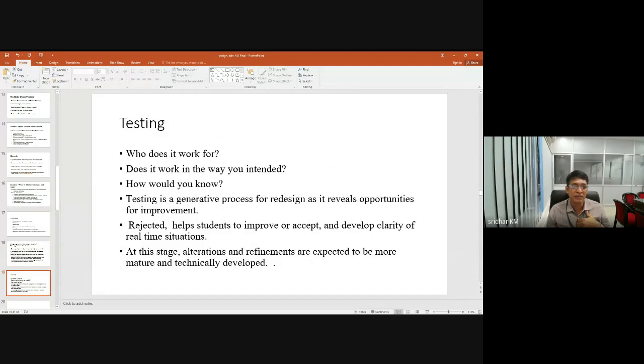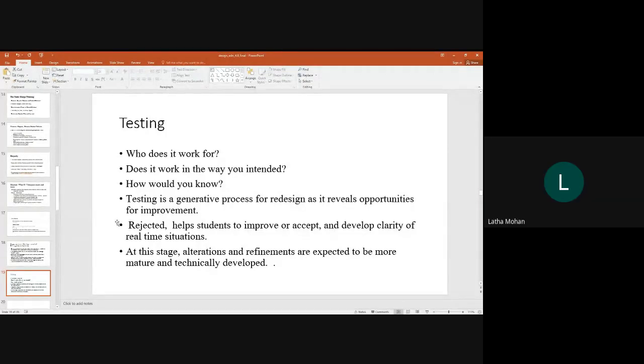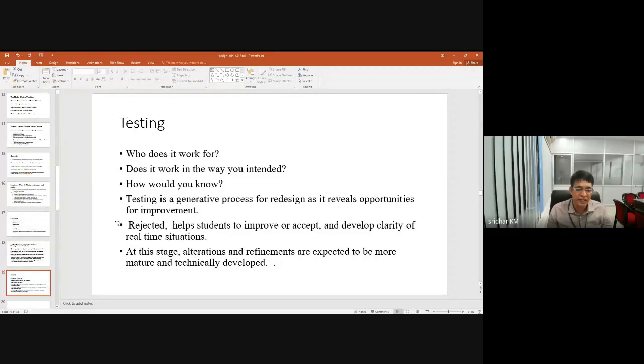So who does it work for? Does it work for the way it is intended? How do you know? These all come under questions of testing. It is a generative process for redesign, and it reveals opportunities for improvement. You know, during testing we get failures, then we refine. Again we test it. Again failure. Fine tune. So testing basically fine tunes the entire process.